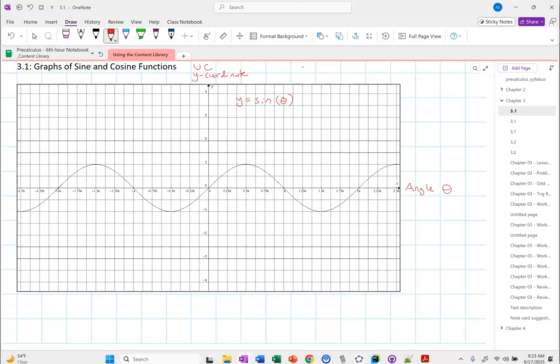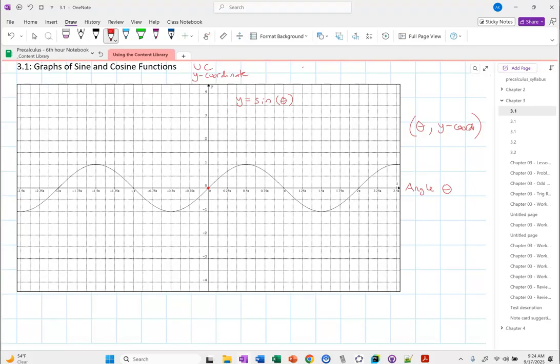So find for me the zero angle on your unit circle and read for me what sine of 0 is. So look at your unit circle. Find the 0 angle, and the y-coordinate at the 0 angle is 0. So I'm going to plot the point 0, comma 0, right? Because we have theta comma the y-coordinate. That's what we're plotting. Everybody, so far so good?